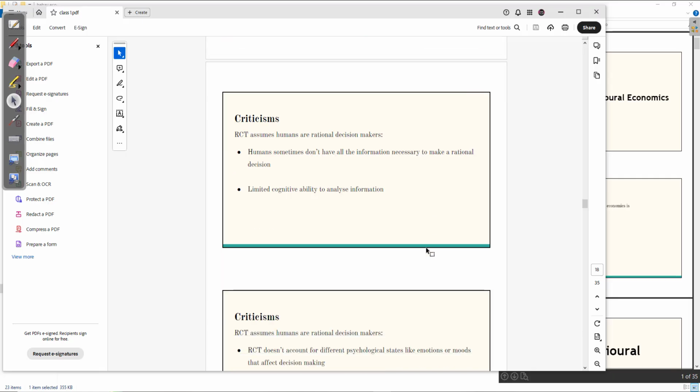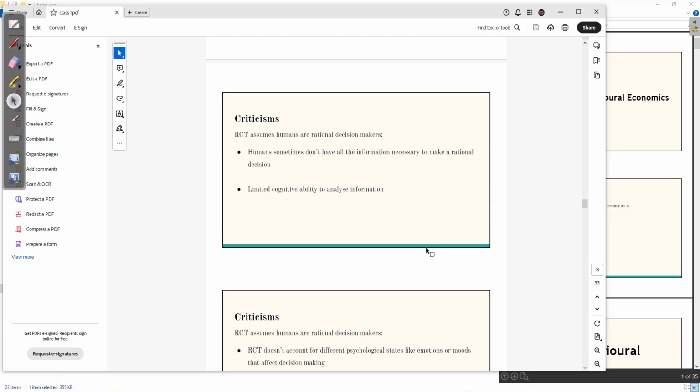Now there are criticisms of the theory, obviously. In rational choice theory, you are assuming rationality. But humans sometimes don't have all the information necessary to make a rational decision. Obviously, to make a rational decision you need all the information. So it is also an assumption that there is perfect information, but there is no perfect information. There is always imperfect information, asymmetric information. So obviously this is not the case. You cannot be informed about everything.